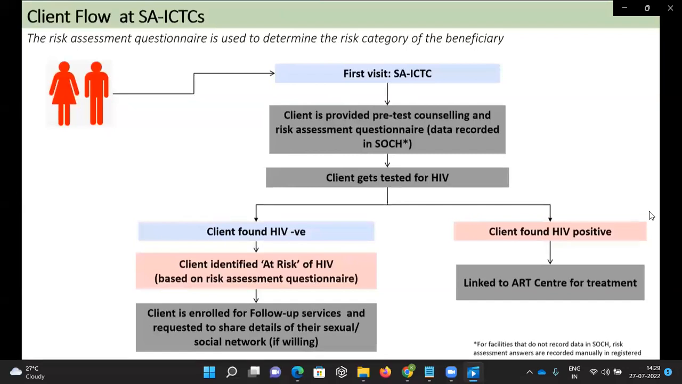So if we look at the current client flow at the ICTCs, they are supposed to provide pre-test counseling and post-test counseling to everyone who is willing to go under the test. So they are supposed to be assessed for their risk, and accordingly they are supposed to follow this algorithm which is mentioned on the screen. This is expected from the counselors for each of the clients stepping into ICTCs.